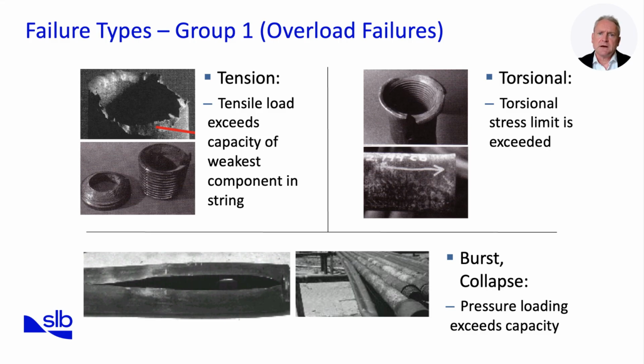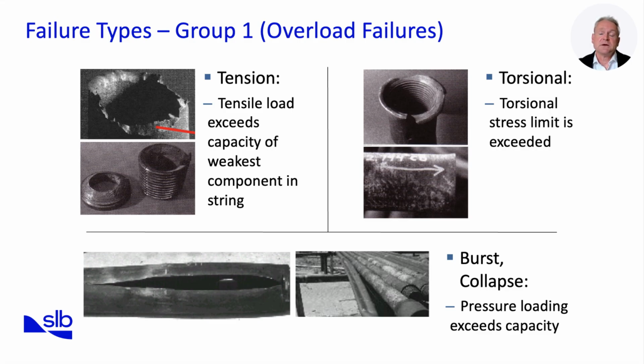Overload failures occur when the applied stresses exceed the mechanical limits of the steel. They tend to happen suddenly and without much warning, making them particularly dangerous. The most common overload mode is tensile failure, when the string is subjected to a pull greater than its tensile capacity. This often occurs during stuck pipe incidents, where operators apply excessive overpull in an attempt to free the pipe.